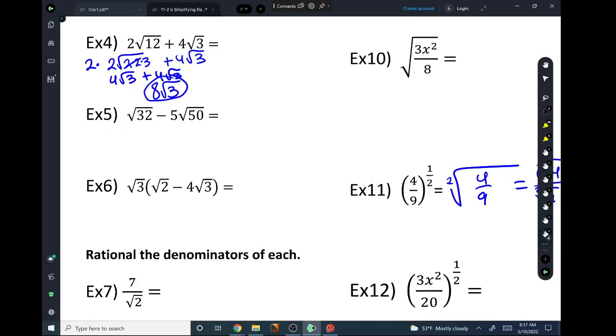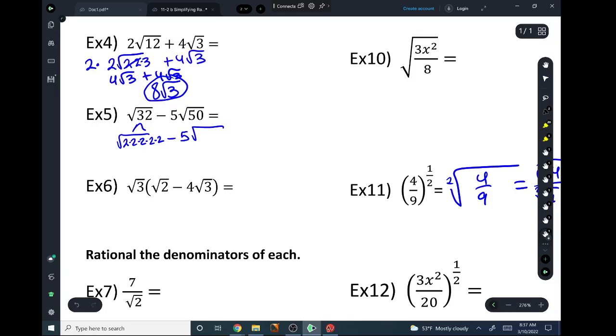All right, what about this next one? Okay, this one we are going to have to simplify both. So let's simplify them both, right? So 32 is 8 times 4, right? And what's 8 break down to? 2, 2, 2. And what's 4 break down to? 2, 2. Minus 5 root.